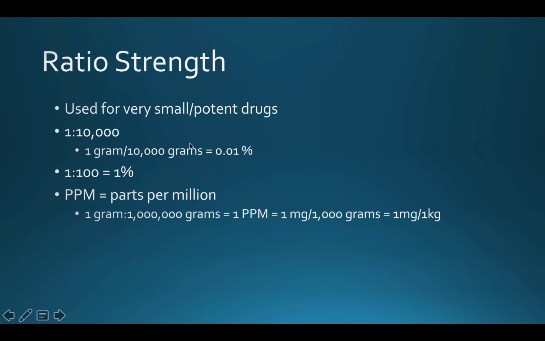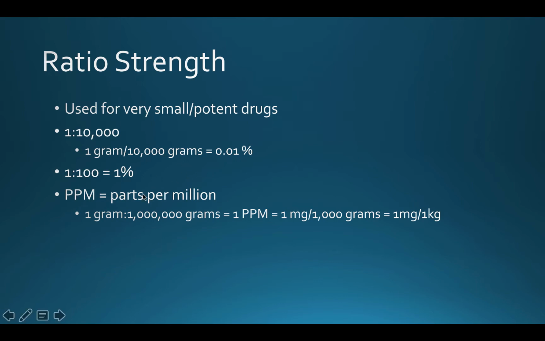Ratio strength. This is an example I think you should be aware of as well. This is used for very small and or potent type medications. So again, 1 to 10,000. In that situation, what that's equivalent to is 1 gram to 10,000 grams, or 0.01%. So again, very, very small quantity. Another example here, 1 to 100. If that's used as a ratio, that's 1%.